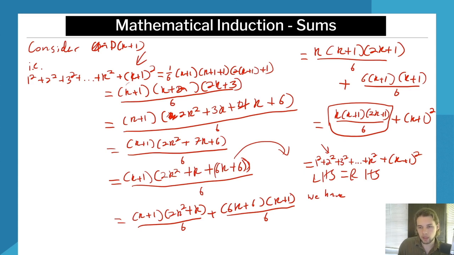Some teachers teach you a really specific way to write it that you can just memorize, so it's easy. I'm going to write it like this. We have proven Pn is true for P1, and if true for our assumption, which is Pk, then true for Pk plus 1. Therefore, we have proven by mathematical induction.